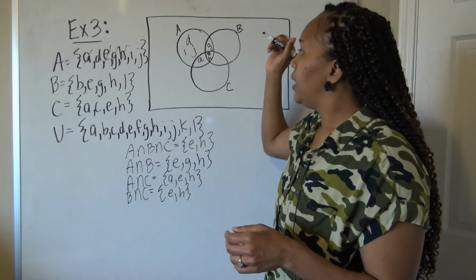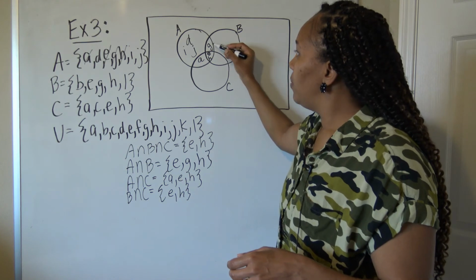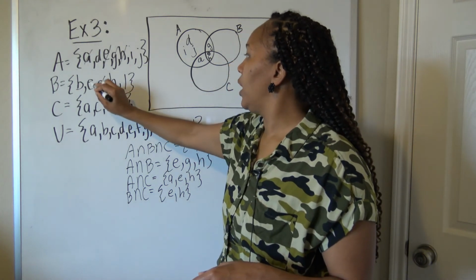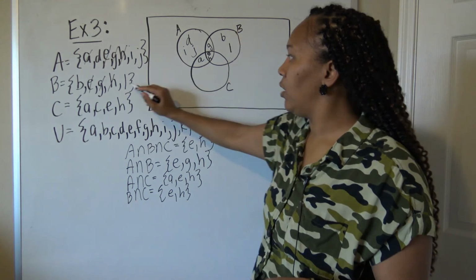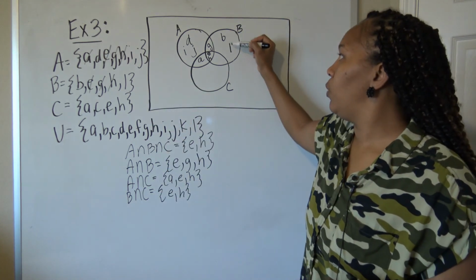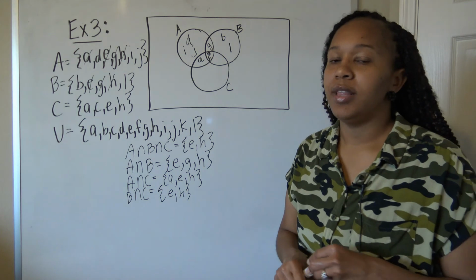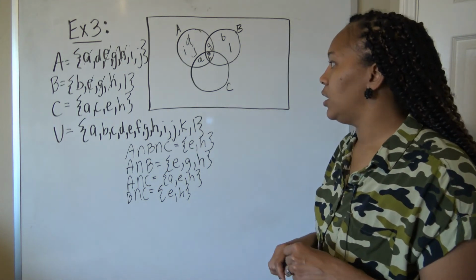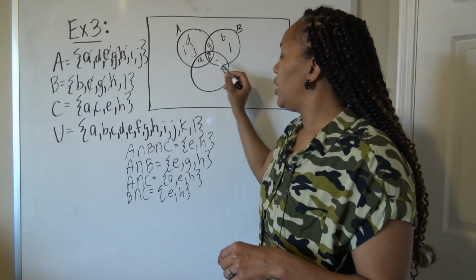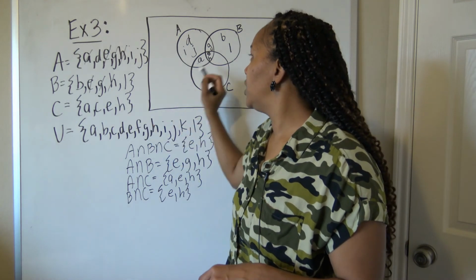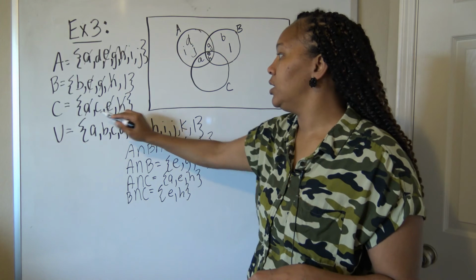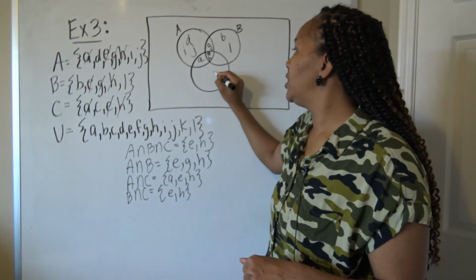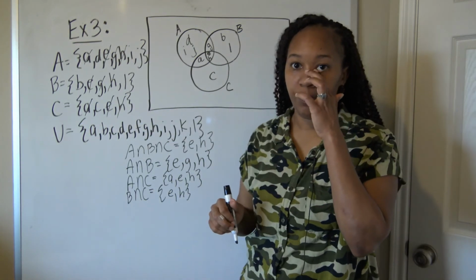And then if you go to B, B already has G in it. It already has E and H in it. So the only thing that's left is the B and the L. That's an L right there. So B and L will go in this outside region that B doesn't overlap with any of the other sets. And then if you look at C, it already has A in it. It already has E in it, and it already has H in it. So the only thing that's left is C. So C would go in this region right here.